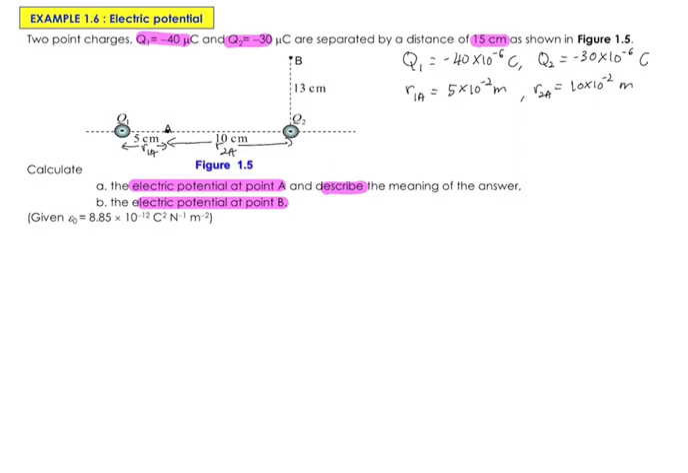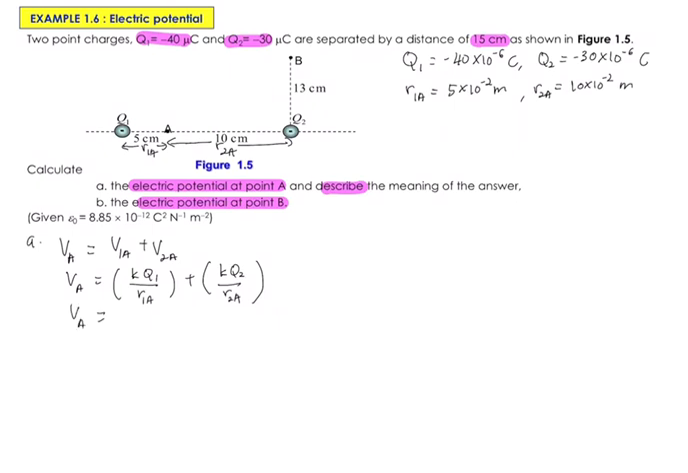Okay, now for part A, we want the electric potential at point A. So you write down VA is V1A plus V2A. And then V1A, you use the equation KQ1 over R1A, and then plus KQ2 over R2A. Next step is, of course, substitute value.